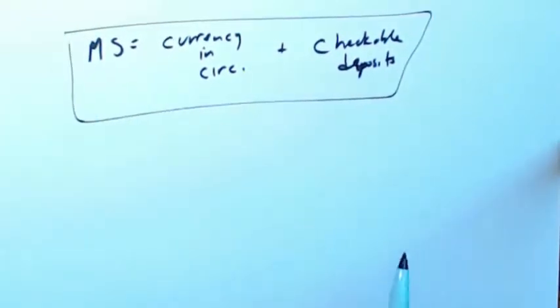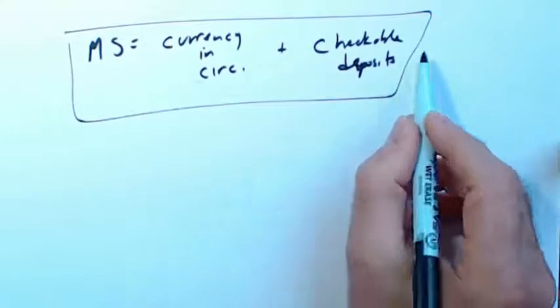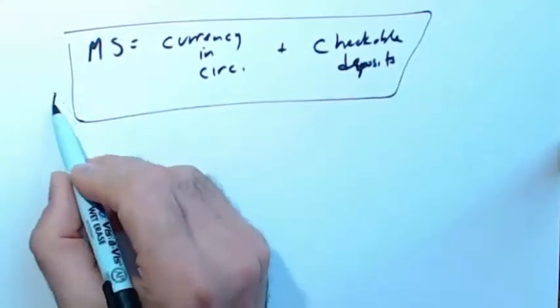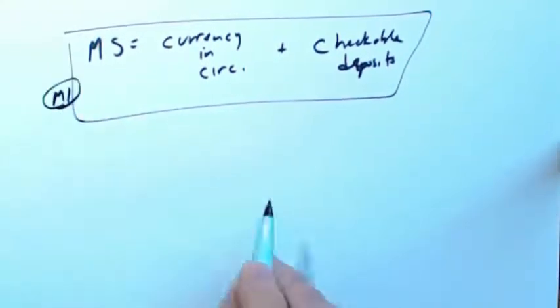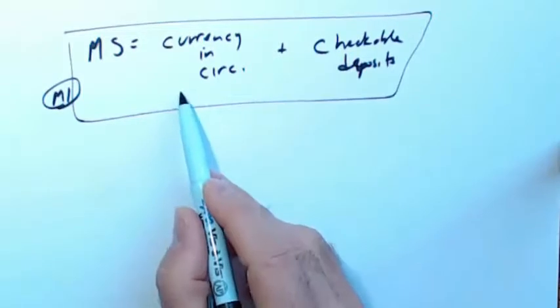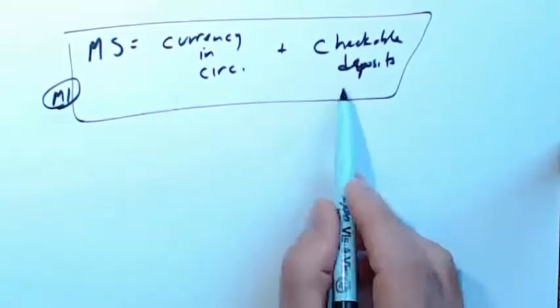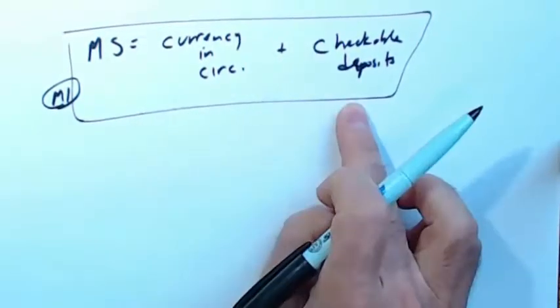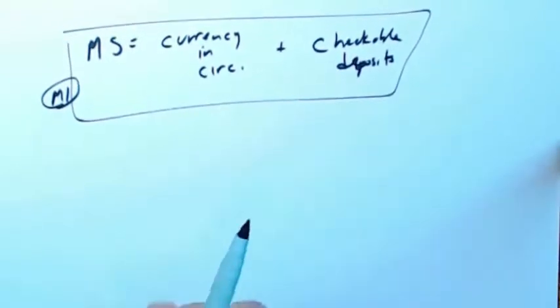Okay. So this is basically the version called M1 of the money supply. Basically, there are also traveler's checks involved. They're really small. Most people ignore them, and we will ignore them for the most part here. So that would be what's called the narrowest definition of the money supply: money in circulation and checkable deposits.